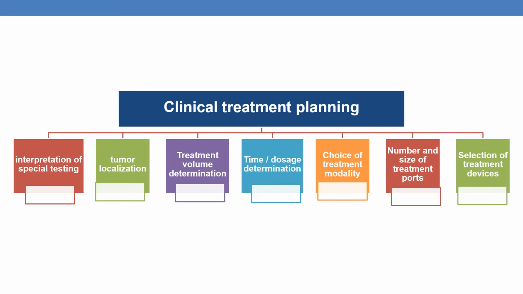Now coming to clinical treatment planning. The various areas which are dealt with in clinical treatment planning are interpretation of special tests, tumor localization, treatment volume determination, time and dosage determination, choice of treatment modality determination, determination of number and size of treatment ports, selection of treatment devices. These are the various areas that are encompassed in clinical treatment planning.